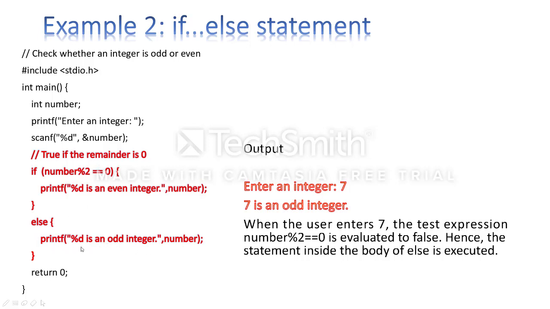What is the else statement? It prints, is an odd integer, and the number. 7 is an odd integer, I am printing the number here. So this is an example for the if else statement. If you want to implement any condition like this, you can directly use a simple if else statement. It is very easy to implement for any problem.